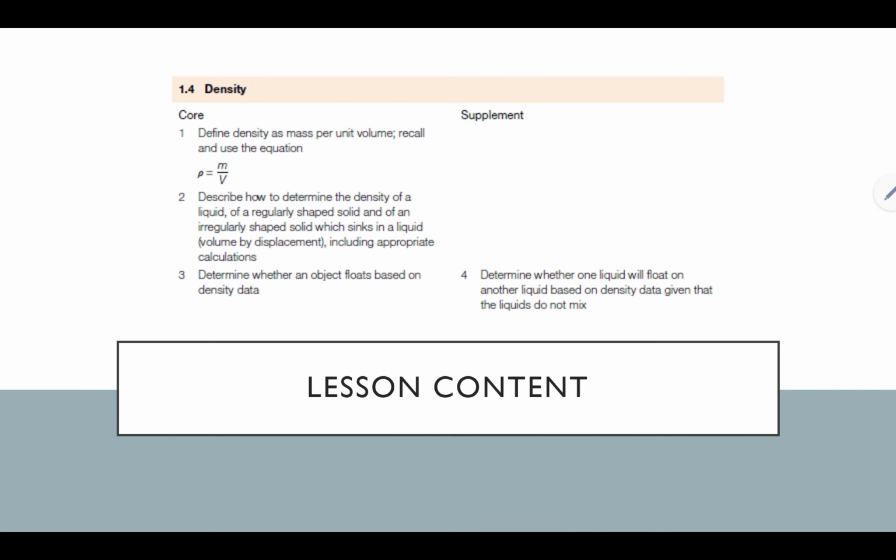Let's start with the lesson content. We need to know that density is mass per unit volume, know the equation with the symbols very well, know how to determine density of a liquid, a regularly shaped solid, and an irregularly shaped solid which sinks in a liquid with the proper calculations. We need to know if an object floats or sinks based on its density and whether one liquid will float on another liquid based on its density, knowing that those liquids will not mix.